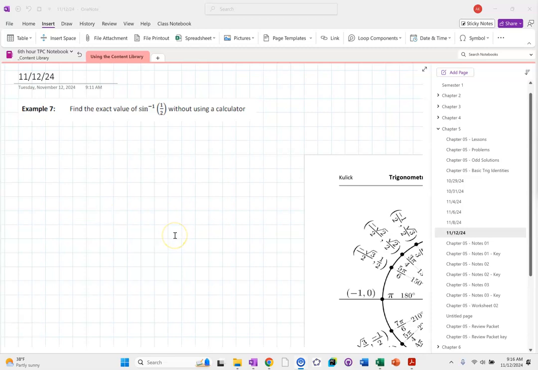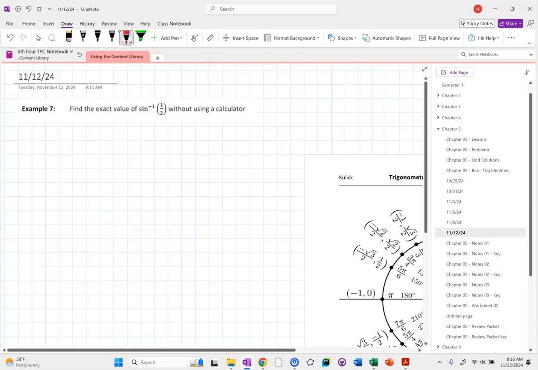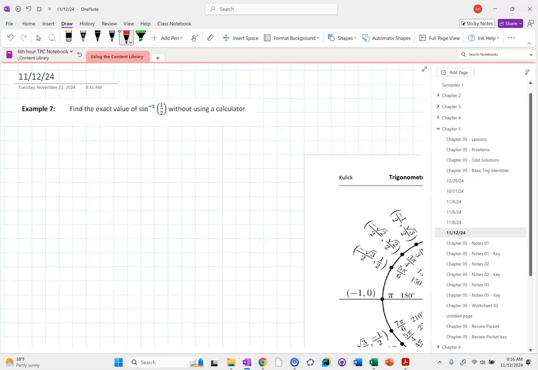So recall back in chapter 4, we asked you to do problems like this, right? Where we asked you to find the exact value of sine inverse 1/2 without using your calculator. So whenever you see exact value, you should be thinking unit circle in this kind of a class.